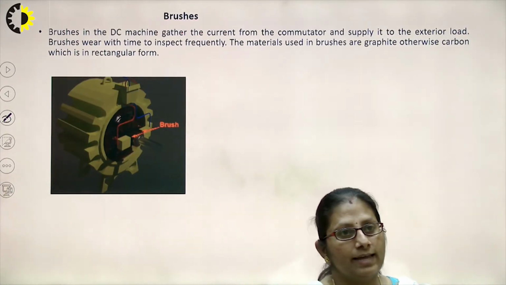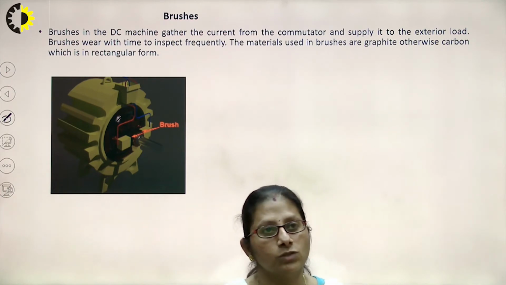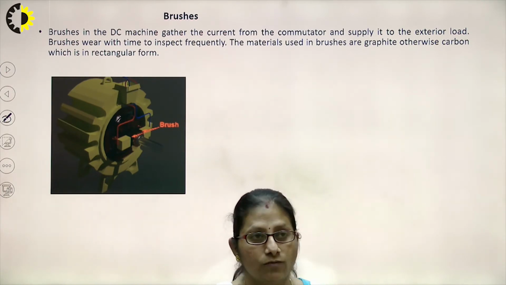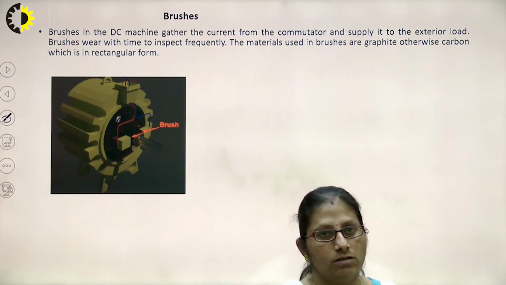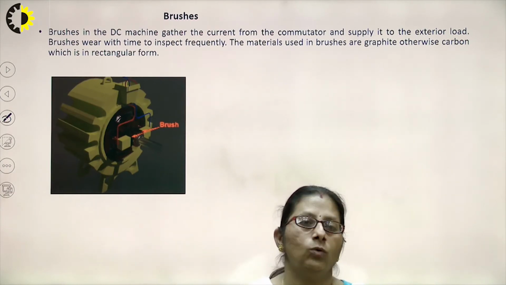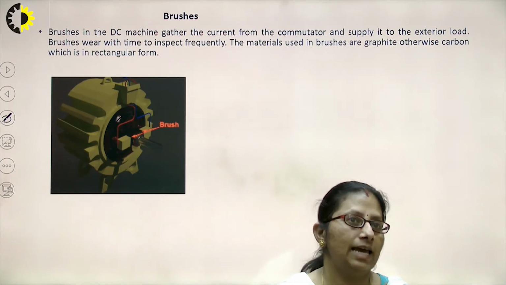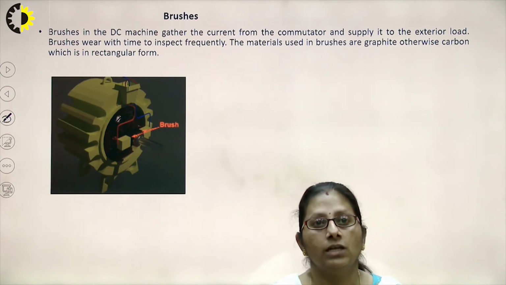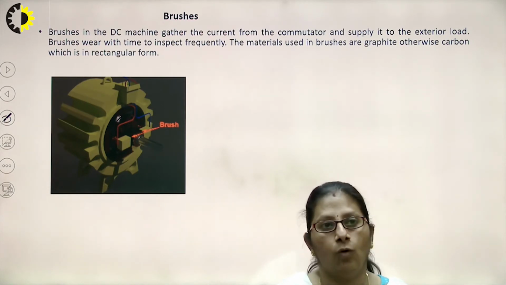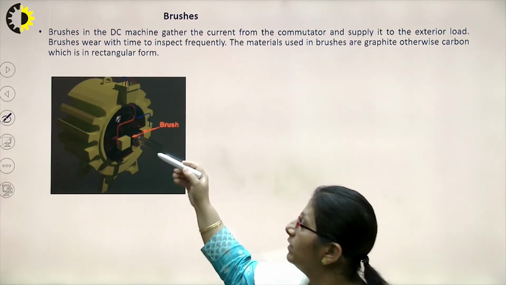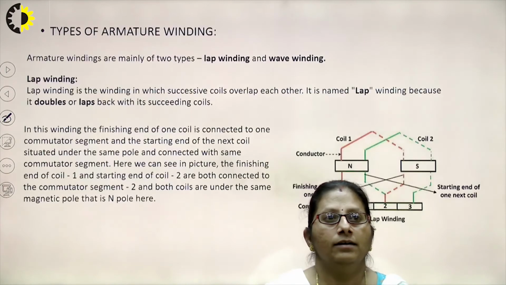The last part that can be seen is the brushes. These are the carbon brushes. What is the function of the brushes? The brushes in the DC machine gather the current from the commutator and supply it to the exterior load, or the external electrical load being connected. The brushes wear with time, so inspect them frequently. The material used in the brushes is generally graphite, otherwise carbon, which is generally rectangular in form. It can be seen from here, these are the carbon brushes which are provided over here.